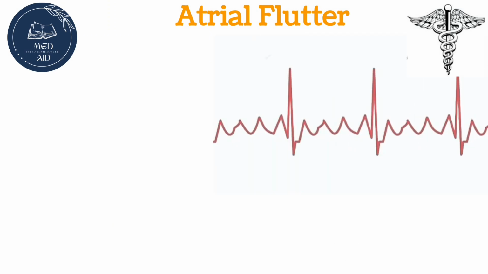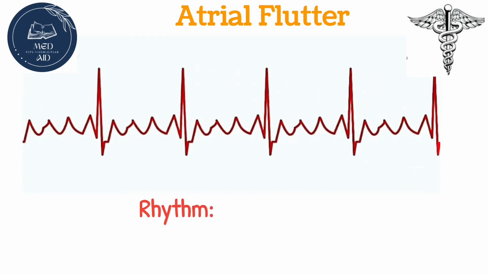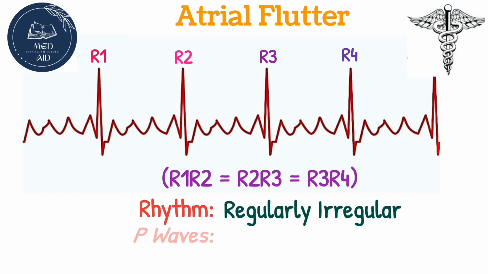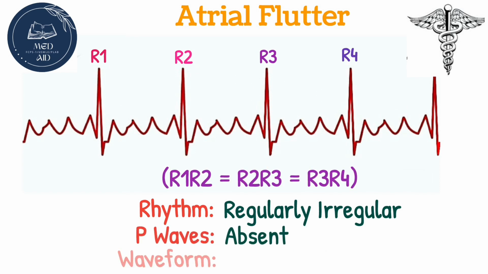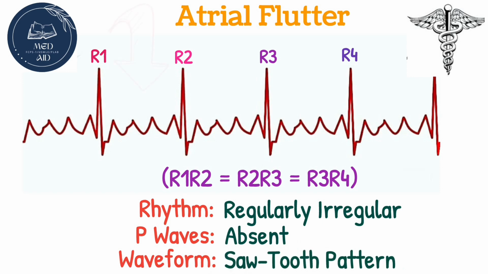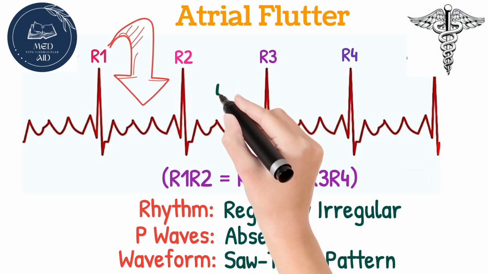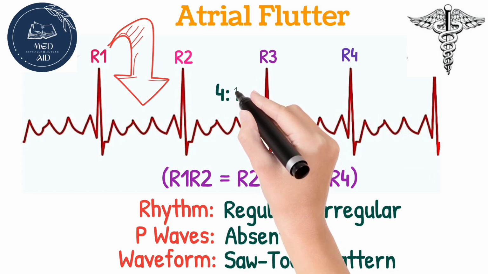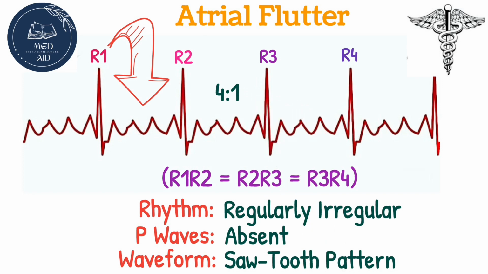This is the ECG of atrial flutter. Note that the rhythm is regularly irregular, which means that the RR intervals are equal, and P waves are absent. Back-to-back atrial depolarization waves form a sawtooth pattern. There is always a ratio between atrial depolarization waves and R waves. For example, in this case it is 4:1, which means 4 atrial depolarization waves to 1 R wave.